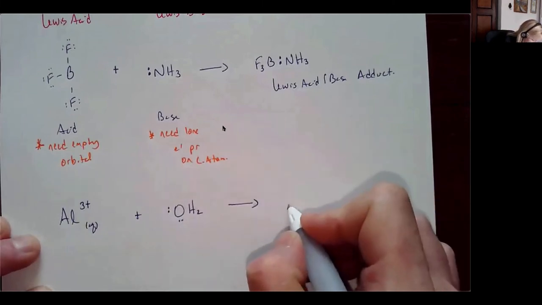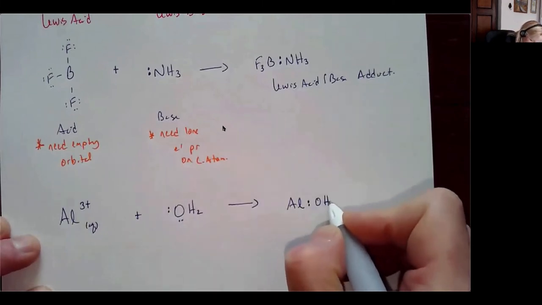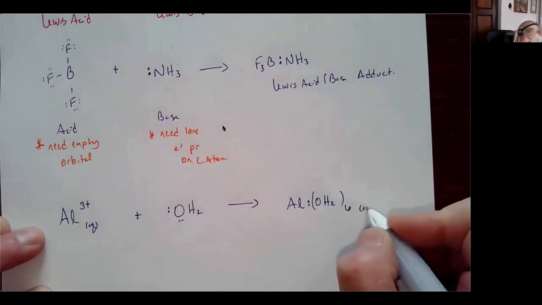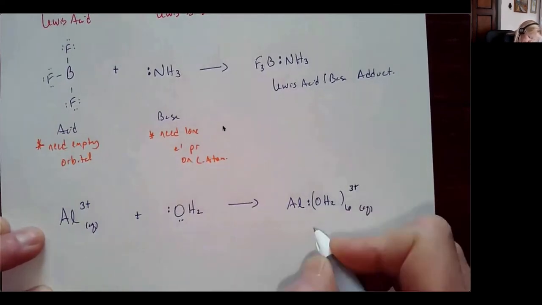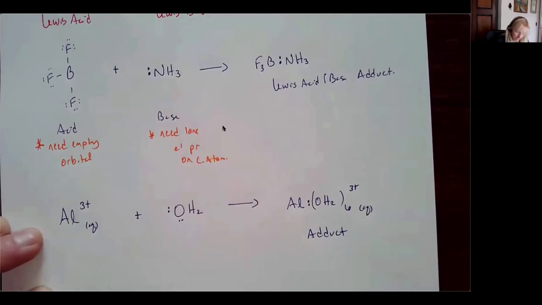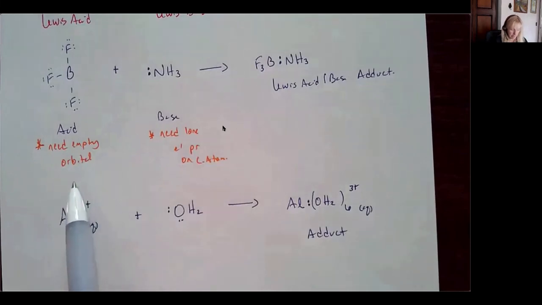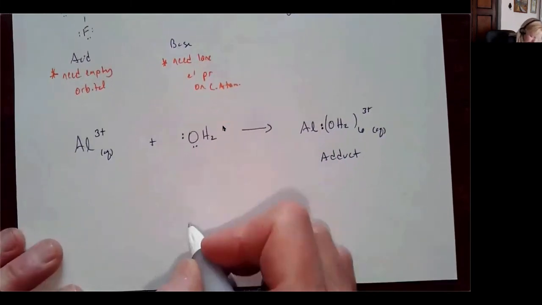And I could form this Al(OH2)6 3+ aqueous adduct. And you're like, what? What does that look like? This actually means that this aluminum has so many empty orbitals. It doesn't just have one, it has a lot more empty orbitals because it's lost all of its valence electrons. It can actually bind 6 water molecules. And it would look something like this.